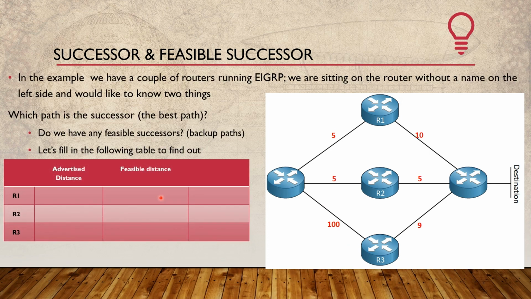Now let us calculate the feasible distance and advertised distance in this tabular column. In this scenario, we are going to determine the best path, which is a successor, and then the backup path, which is a feasible successor. We are going to calculate it. Now let's create a table like this: via R1, via R2, via R3.